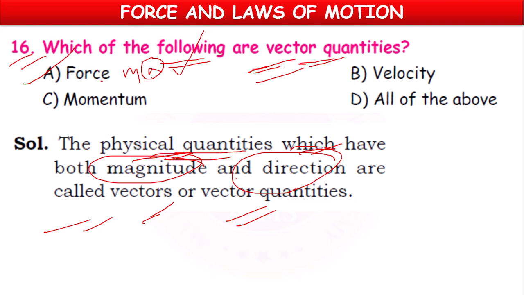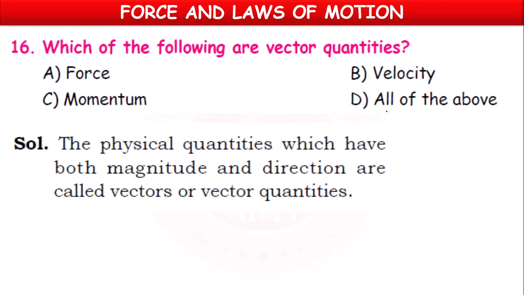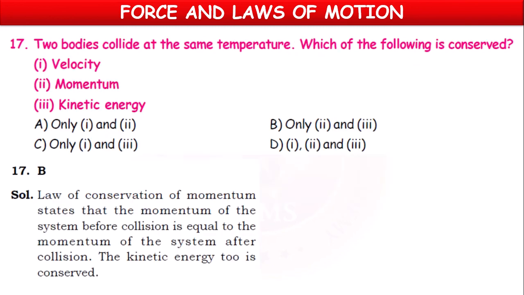So next, velocity also a vector. Momentum formula: mass into velocity depends on velocity, which is a vector. Momentum also a vector. So answer all the above. All are the correct answers. So D option. All are vectors.